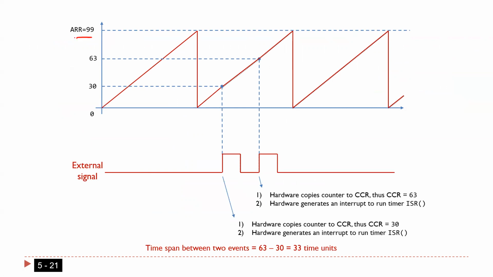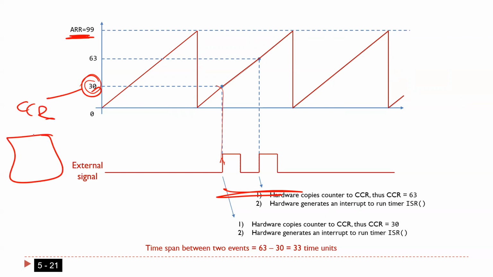Here I make ARR 99. So what's going to happen? It's going to count to 99, then 0, 99, 0, 99, and so on, as you see here. Assume the signal came, one rising edge came here, and the count was 30. So at this moment, 30 is going to be written in CCR and an interrupt is triggered.